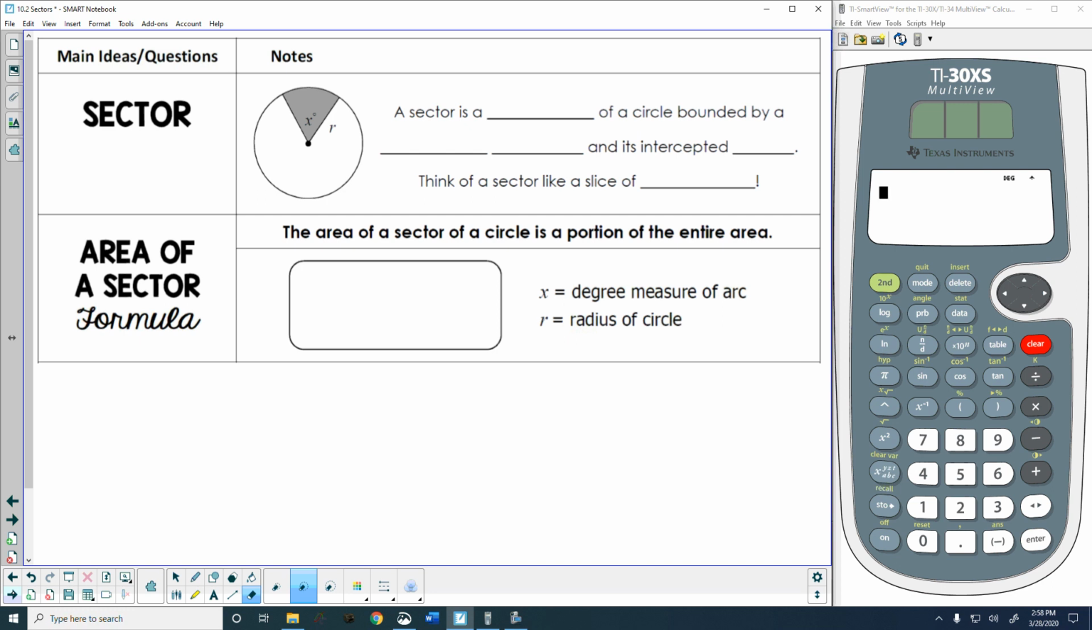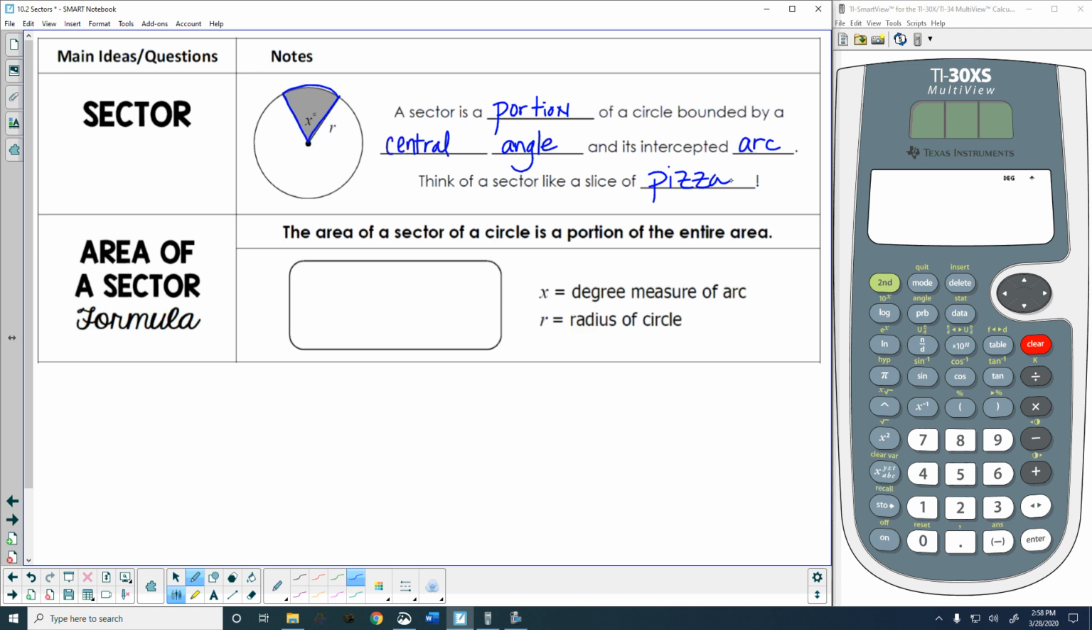Definition of a sector, hopefully you remember this from our last unit. A sector is a portion of a circle, and it's bounded by a central angle and its intercepted arc. So we have a central angle here and its intercepted arc, and that encloses the sector of the circle. You can think of a sector like a slice of pizza.